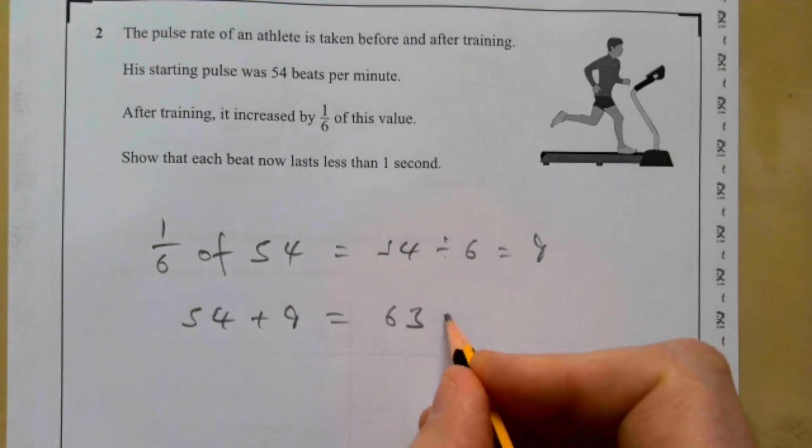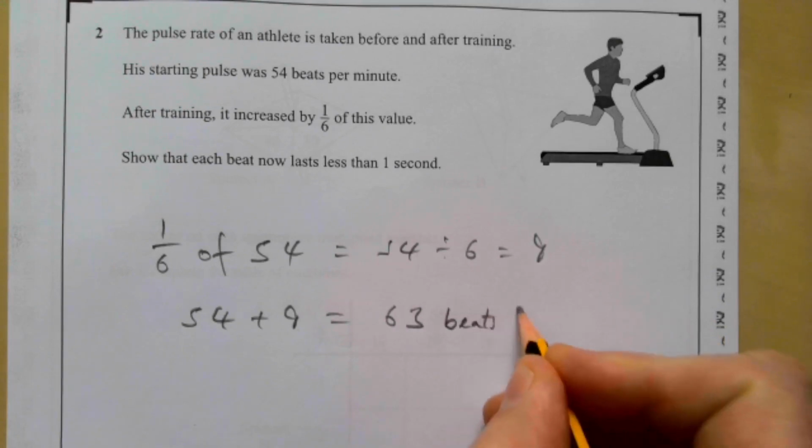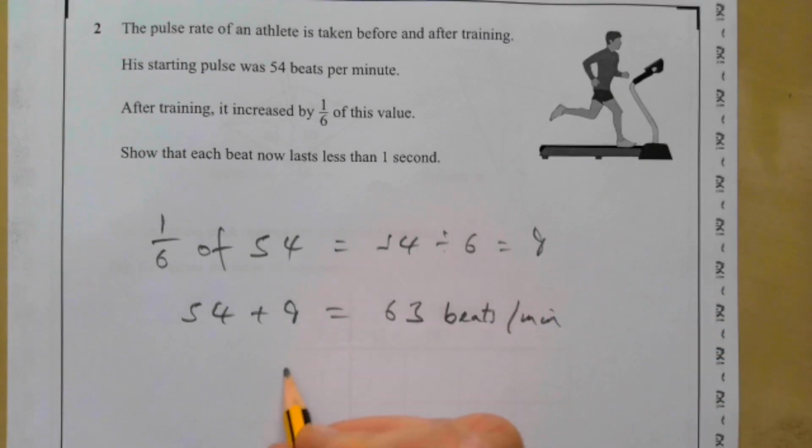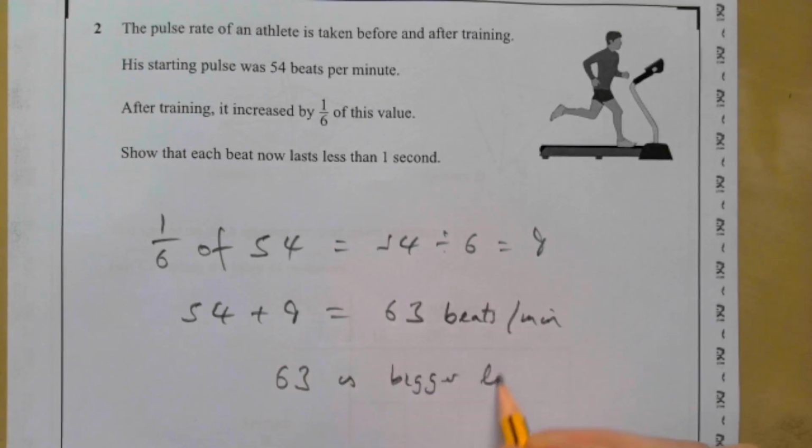So it's 63 beats per minute, and if we have 60 seconds in a minute, then because 63 is bigger than 60, it's more than 1 beat a second, and that's the reason for that.